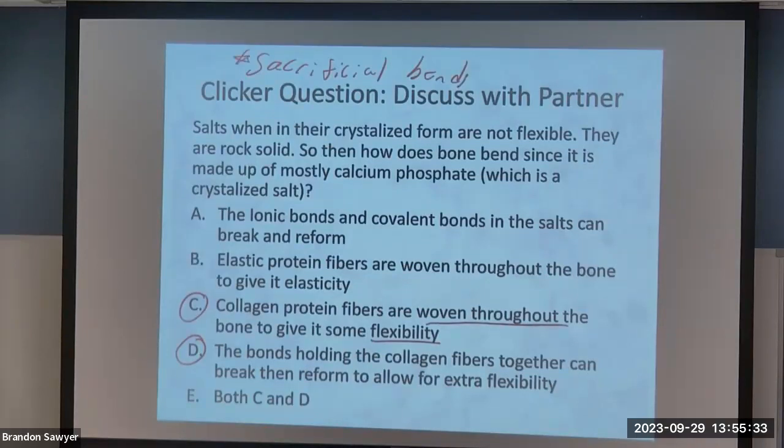It's this unique feature of collagen fibers, especially in bone, that allows them to be pulled apart and then reformed when the stress is taken off the bone. So yes, both C and D. Okay, questions on that one?